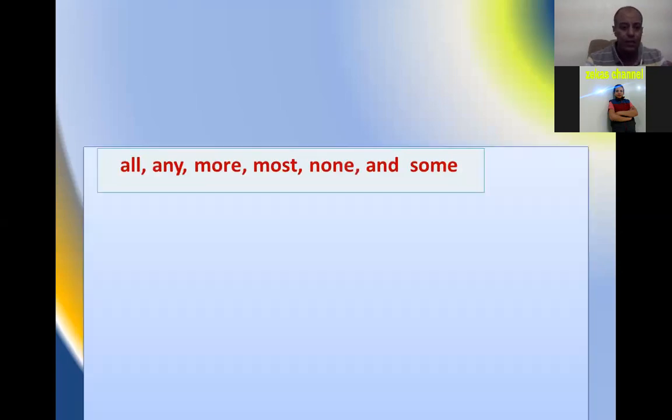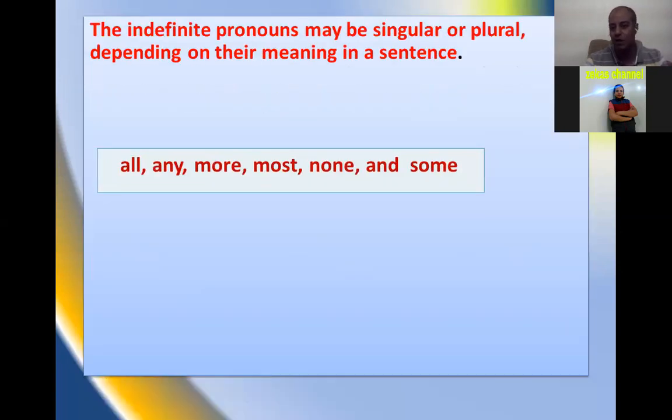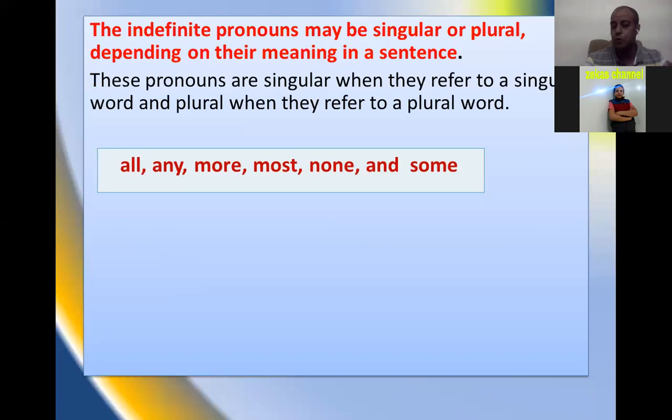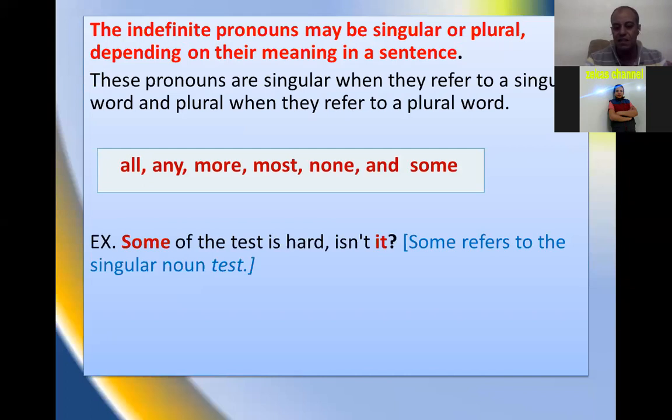What about the other types of indefinite pronouns, which may be used as singular or plural at the same time, depending on the meaning in a sentence? Those pronouns are singular when they refer to a singular word and plural when they are referring to a plural word. For example, some of the test is hard, isn't it? So pay attention to this.